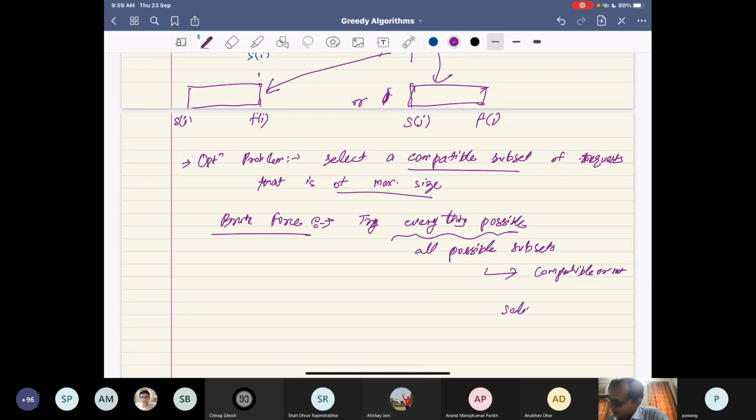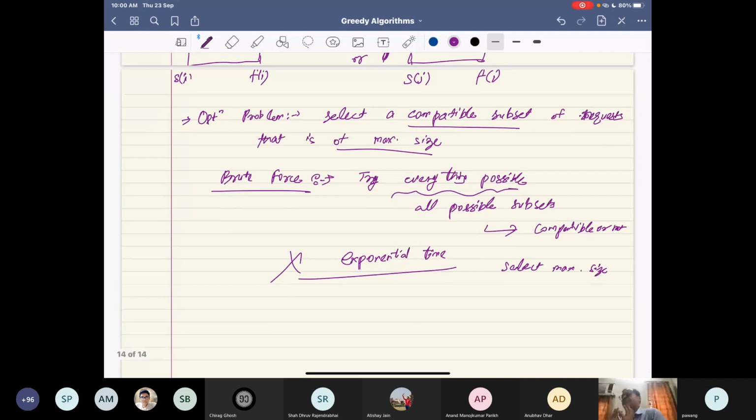Select the maximum size. Or if you want a slightly nicer brute force, I'll choose all the activities whether they're compatible or not. Then I'll choose all possible subsets of size n-1. If I find a compatible one, that is the solution. Then I'll do n-2 and so on. Complexity wise, they are the same. They will give you exponential time. I don't want to do brute force. But it tells me yes, I can solve it, if I have infinite time and infinite resources.